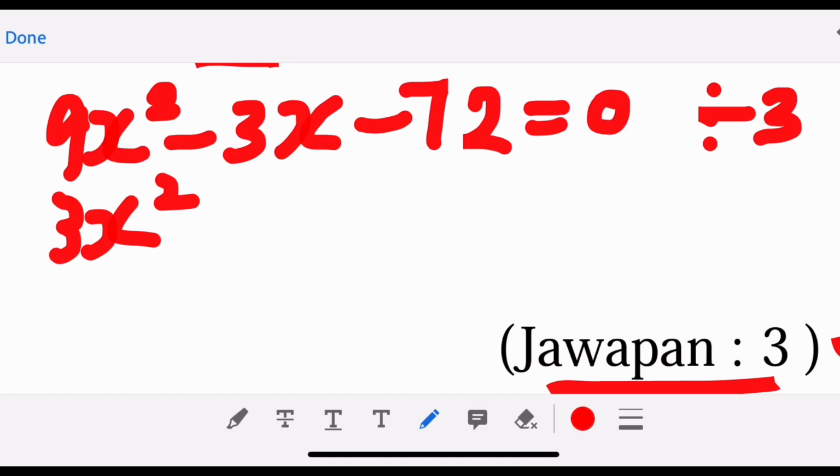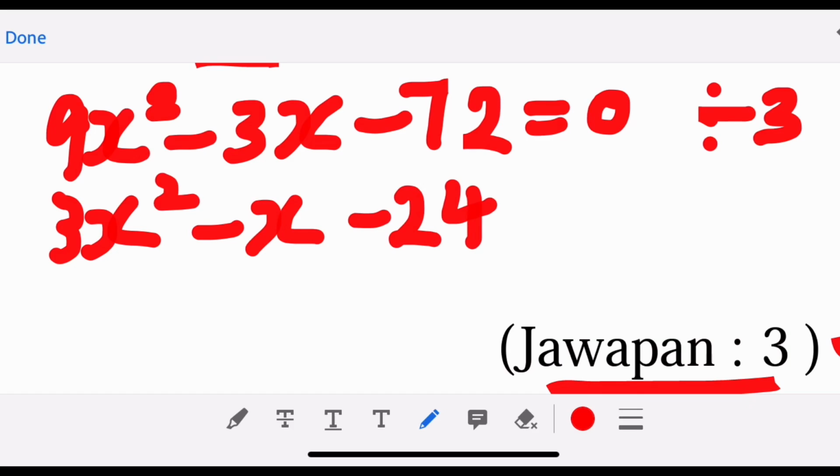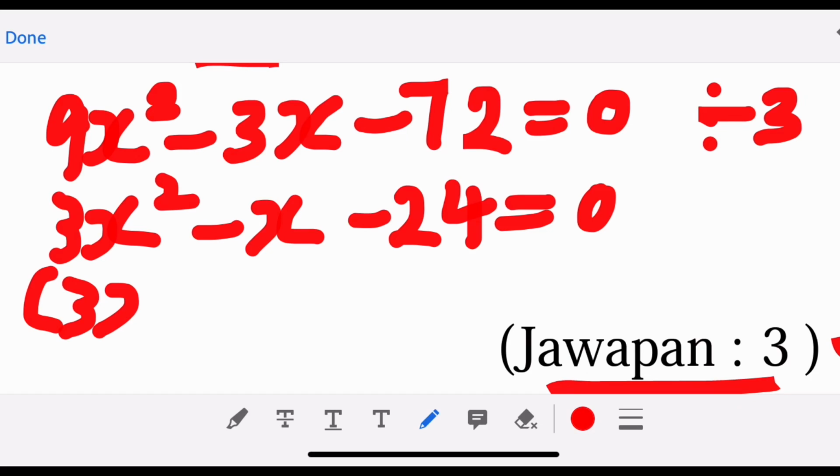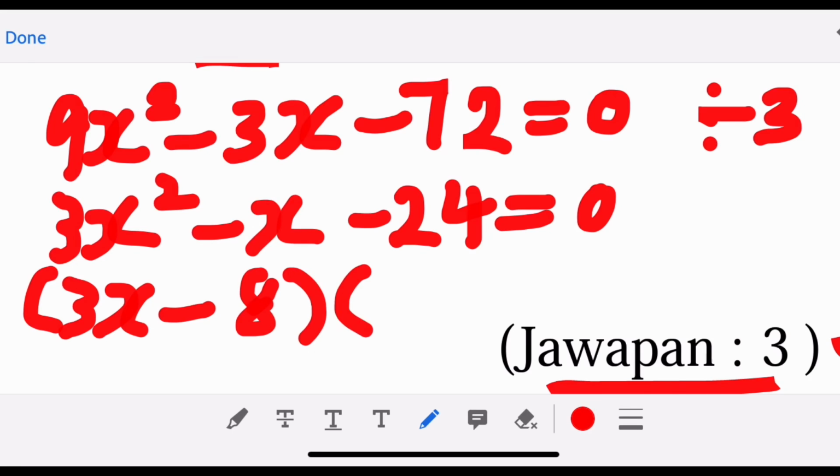Here I have to divide by 3, so I need to make it simpler. I notice that the majority of the students are not aware of this step. They press the calculator immediately when they see the quadratic equation, which is actually wrong. You'll get 0 marks for that, because when you factorize after simplifying, it's not the same as before you simplify.